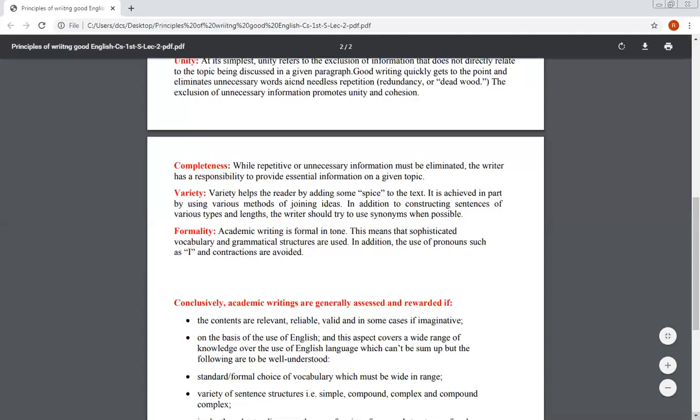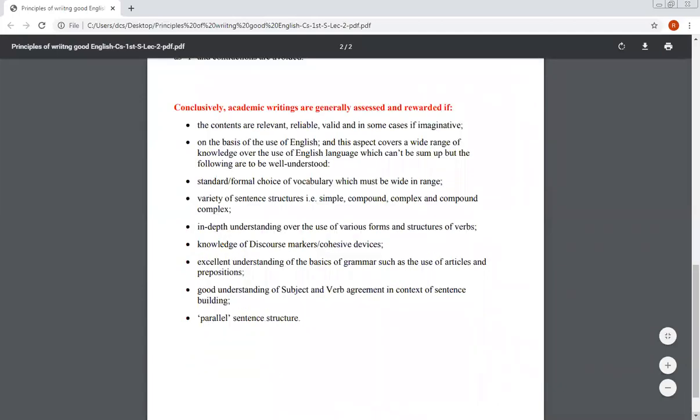We would like to move towards the conclusion of this lecture. So conclusively, academic writings are generally assessed and rewarded if certain criteria are met. This is very important, and you must keep it in your mind. I will show you this through certain writings as well.